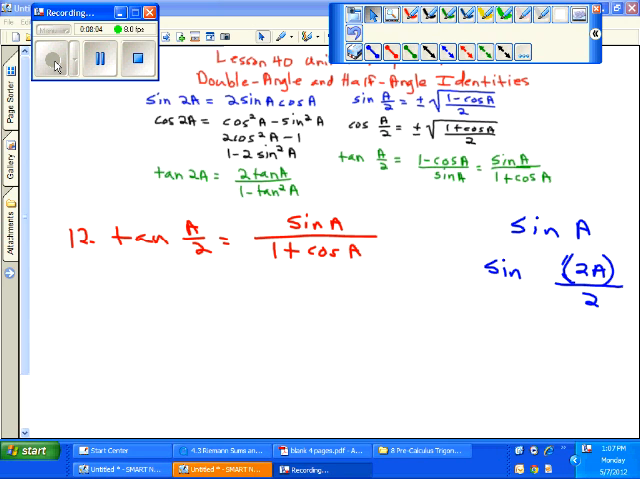So we're going to cheat a little bit here, or be sneaky. It's not really cheating, it's smart math. We're going to rewrite this as the sine of 2A over 2 over... Now, cosine A could be done the same way if we wanted to, right? We could think of it as 2A over 2. So we're going to rewrite this also as 1 plus cosine of 2A over 2.